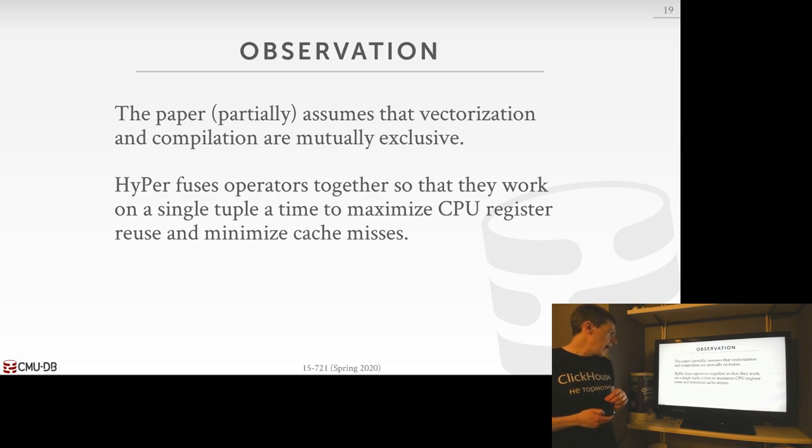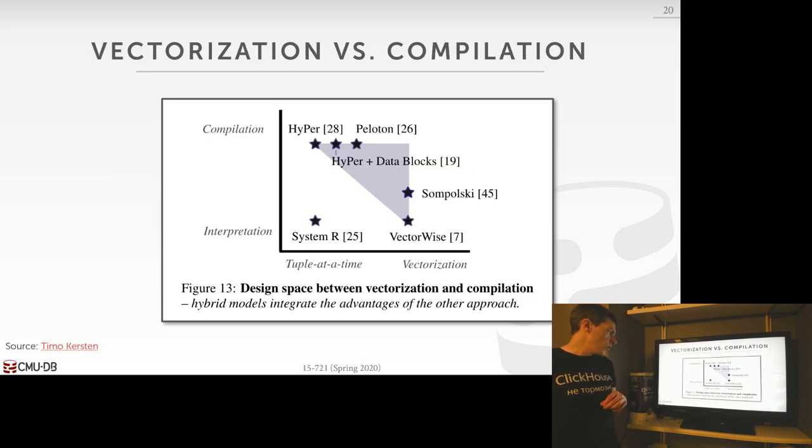And so they have this graph here that shows these different design decisions over the spectrum on this quad chart, about whether you're doing tuple at a time or vectorization, or interpretation versus compilation. And Hyper is over here because it's doing compilation, but it's tuple at a time. Vectorwise is over here because they're doing vectorization, but it's all through interpretation. And then Peloton is sort of in the middle here.